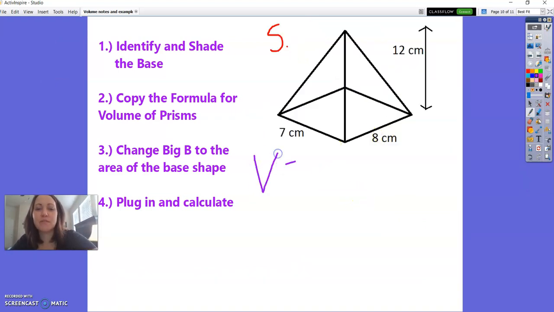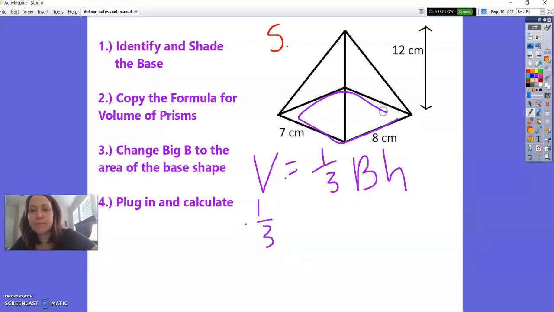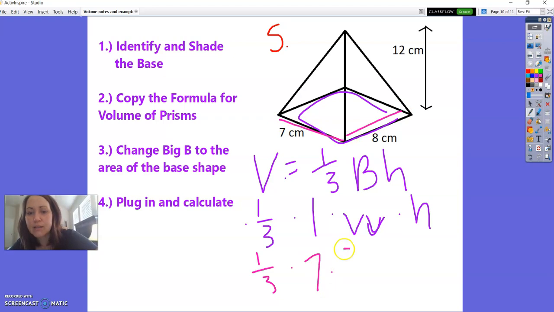So again, I'm still doing volume equals 1/3 big B times H. I still have a rectangle here on the bottom. Ooh, I should have done that first. Dang it. So I'm still doing length times width times height. And I'm going to change colors. 1/3. My length is 7. My width is 8. My height, they've given it to me outside of the pyramid, and that's fine.